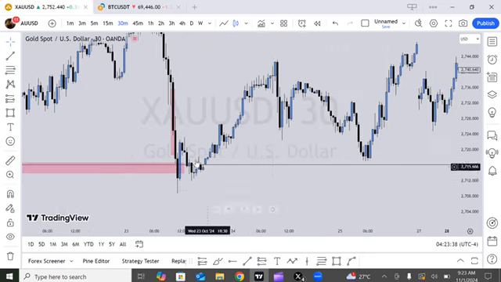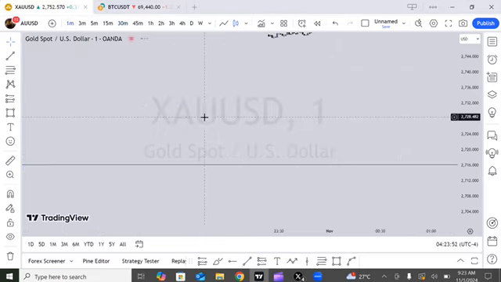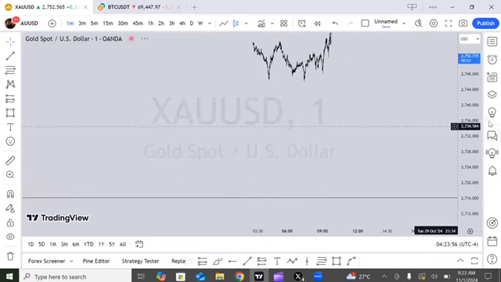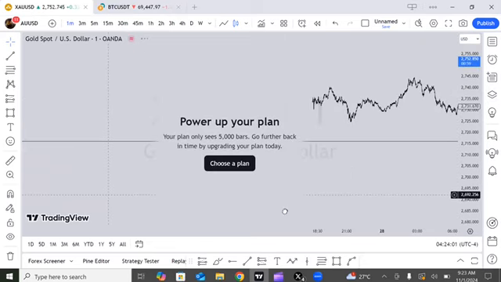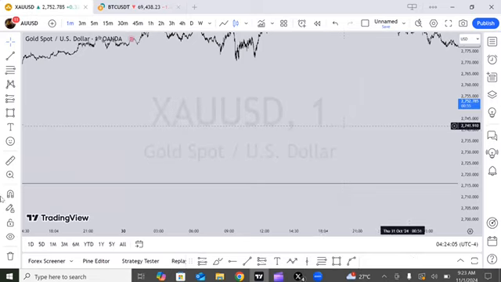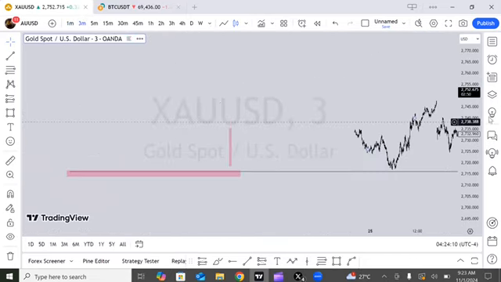Now the easiest way to filter out this entire price action, because if you look at the 1 minute, hopefully you can go further. I will have to use the 3 minutes on this. Hopefully we go back.